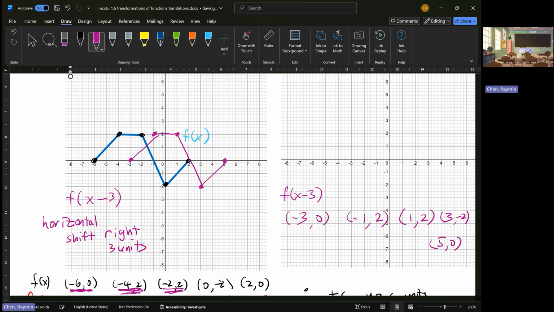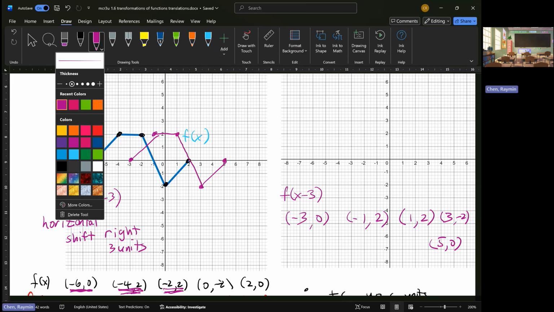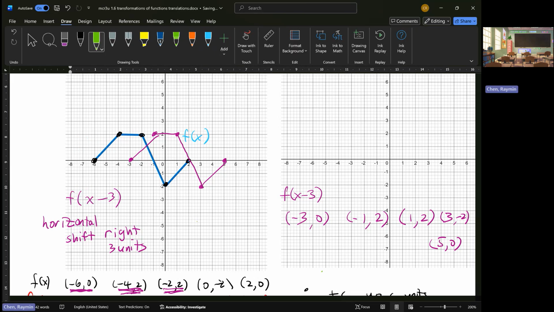And if you're not too sure, when we shift horizontally, notice it affects the x coordinate by adding that shift. Last one before we actually look at something. I think I was going to use green. Try to predict what's going to happen for this one: f at x plus 1. Pause the video if you want to try yourself.